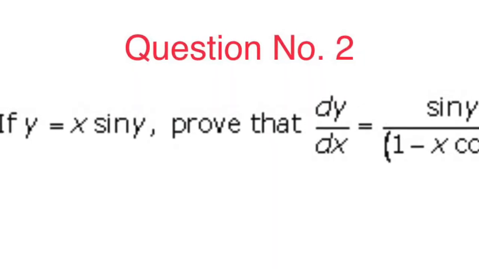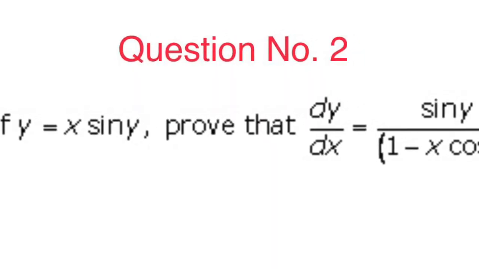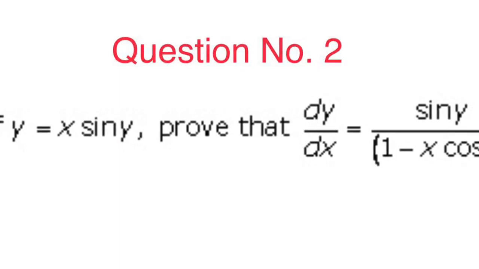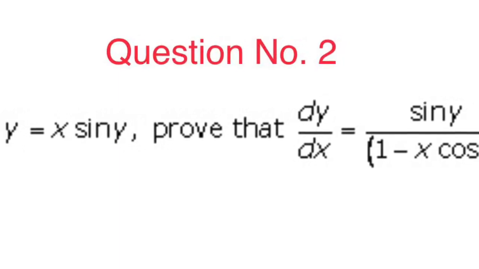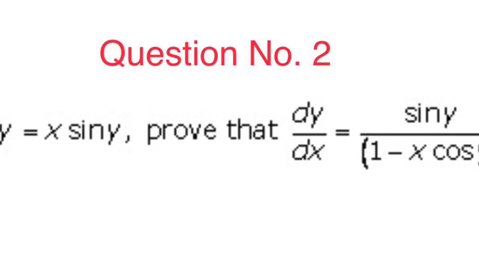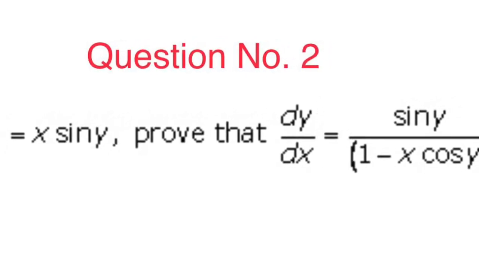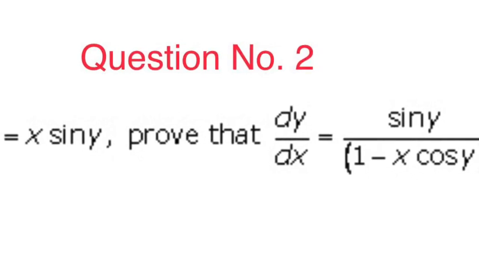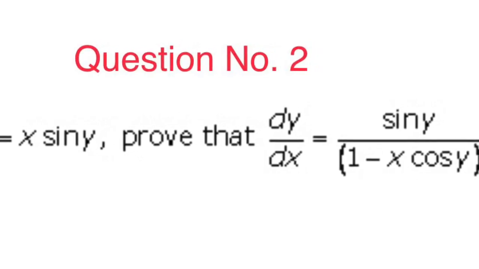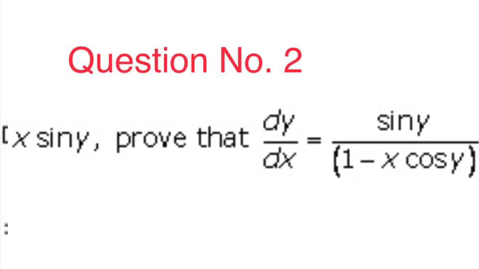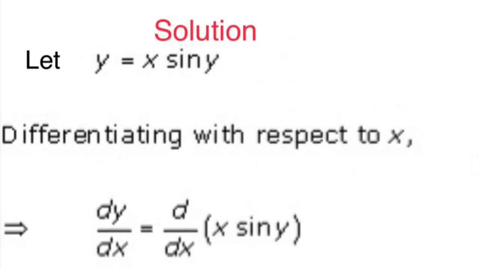Question number 2. If y equals x into sin y, then prove that dy upon dx equals sin y upon 1 minus x into cos y. Let's see the solution of this. So the given function is y equals x into sin y.